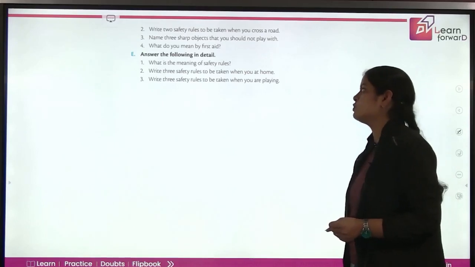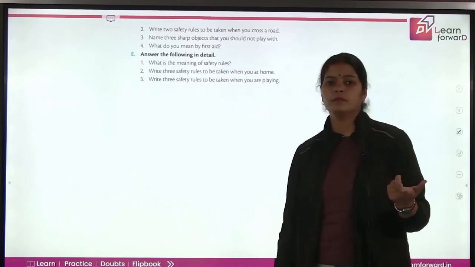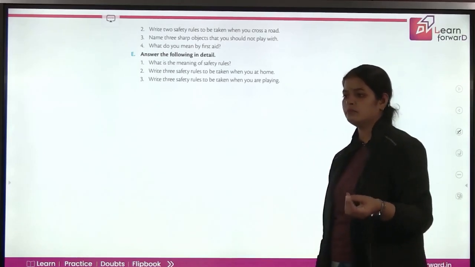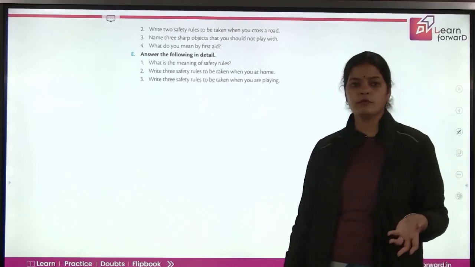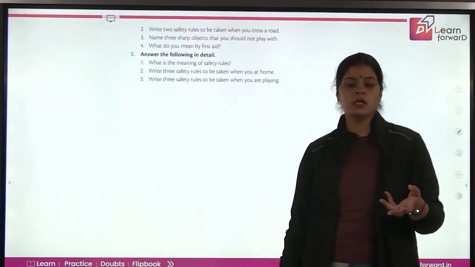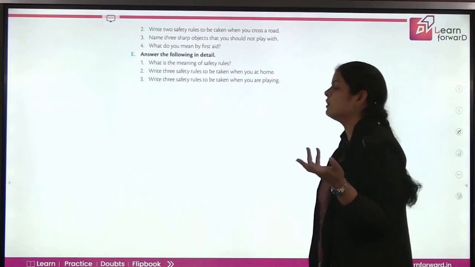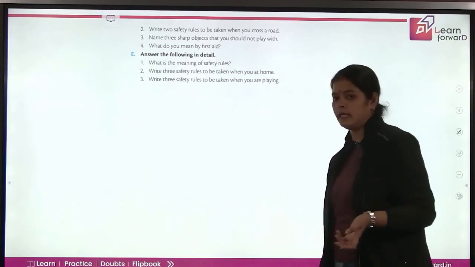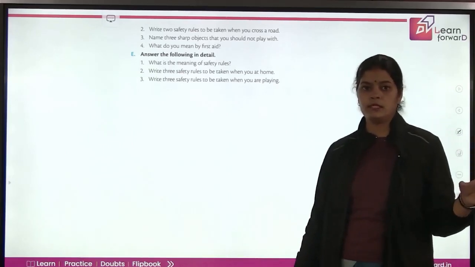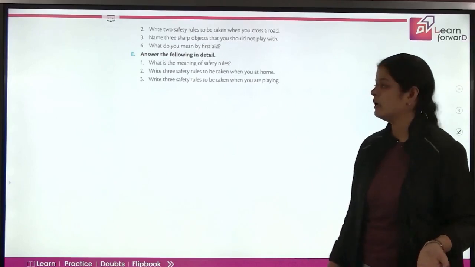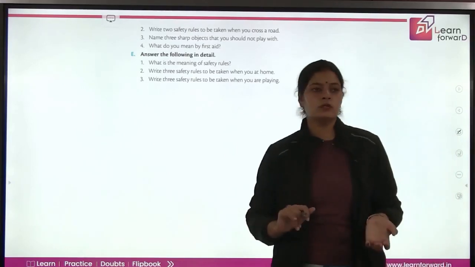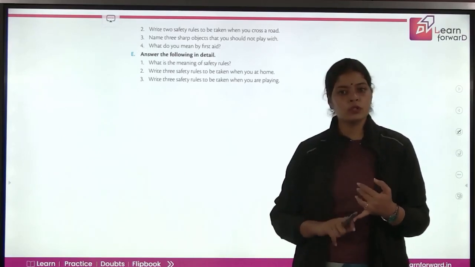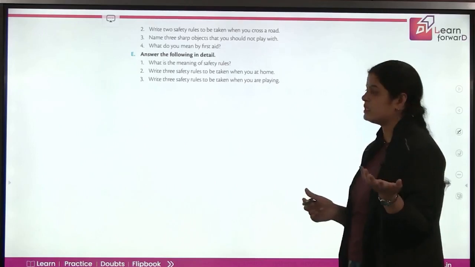Write 3 safety rules to be taken when you are at home. Do not lean over the balcony, and do not place things here and there because you can trip over them, and do not touch the electrical switches when you are wet, or even when you are not wet. 3 safety rules to be taken when you are playing. Follow the rules of the game. Do not push anybody. Do not throw things on anybody. Do not go to isolated places to hide.